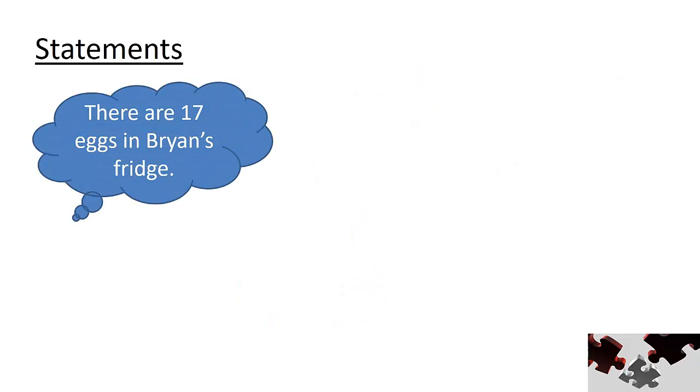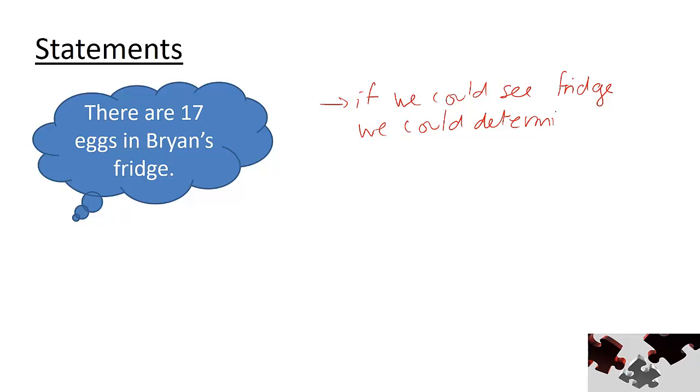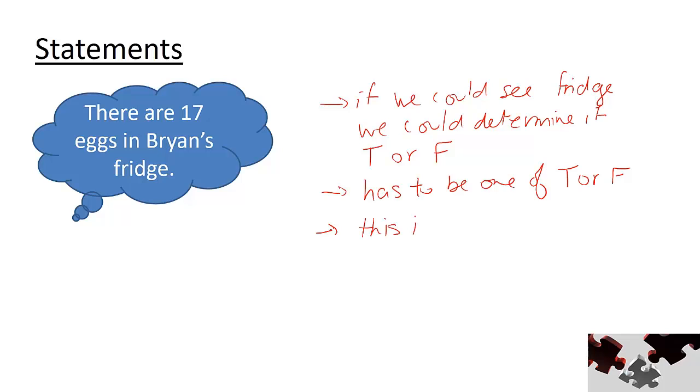There are 17 eggs in Brian's fridge. I'm Brian, by the way. Is this a statement? It would be a bit tricky to try to figure this out, since you'd have to look into my fridge. But do you agree that if we could peek inside my fridge, then you would know if the sentence is true or false? So even though we cannot tell if it's true or false right now, we know that it has to be one or the other. So we're going to permit this sentence to be a statement.